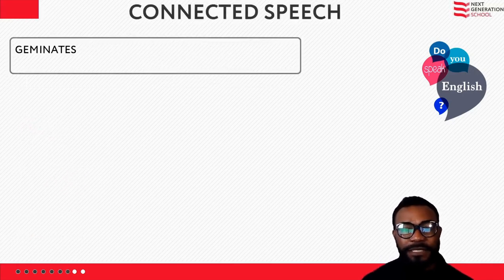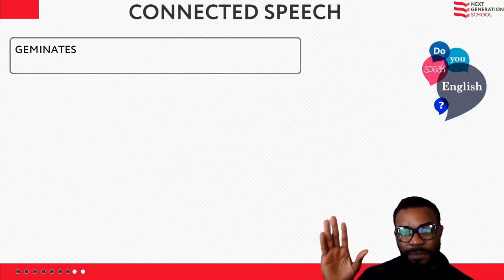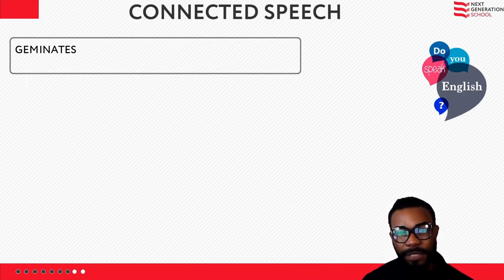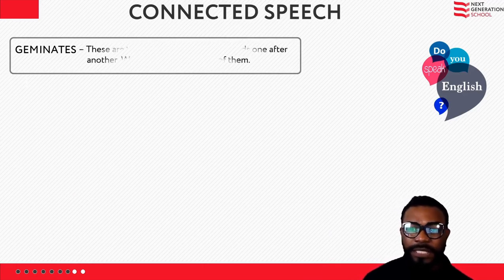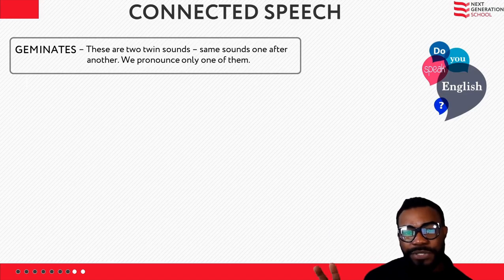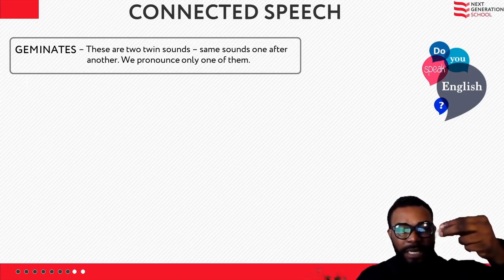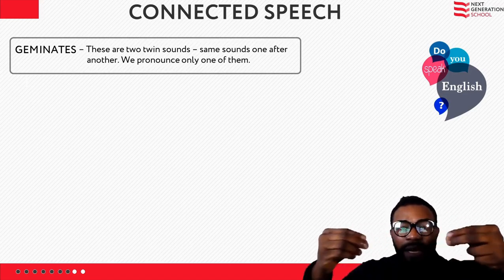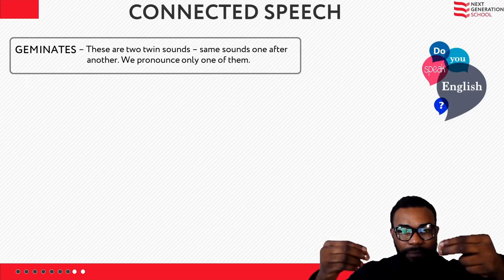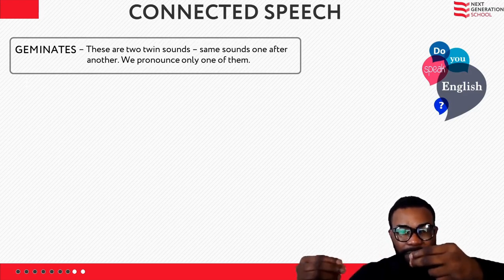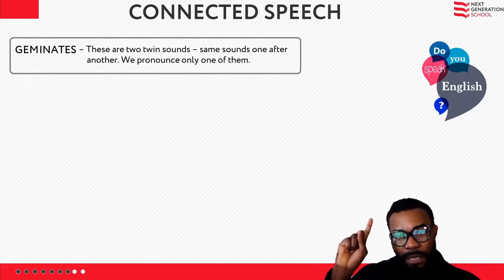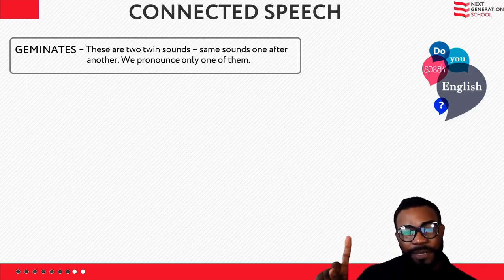The next is gemination. This is the fifth principle of connected speech. These are two twin sounds. When we have a sound and another sound, and they are the same, one after another, we pronounce only one of them.